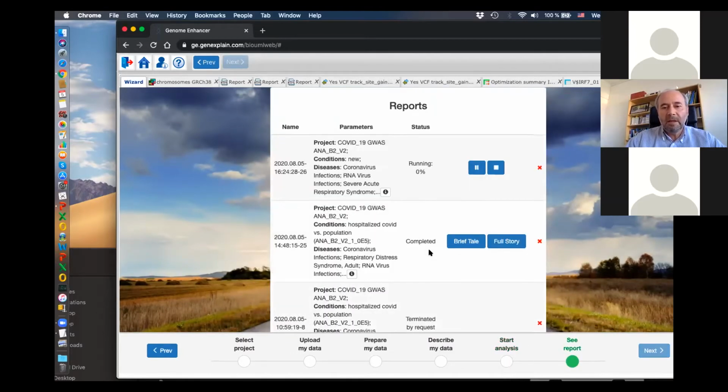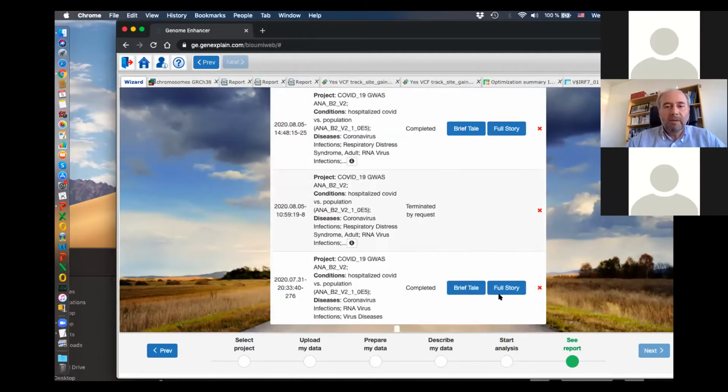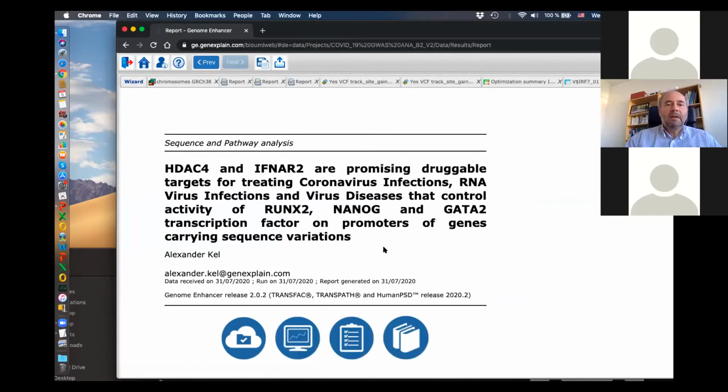This analysis will run for several hours, because of making the genetic algorithm and estimating the probabilities. So it takes some time, but we will look at the already finished result. When I analyze the set of SNPs with a cutoff of 10-5, a smaller subset, we click here on full story, and after analyzing all this data, the system generates the full report.